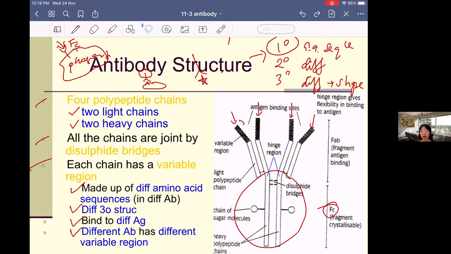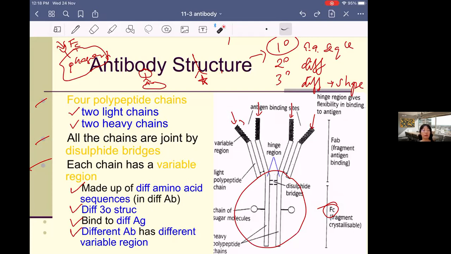Okay, so can you tell me, one antibody can bind to how many antigen? Look at this diagram and tell me. 2, yes, correct. Why 2? 1 here, 2 here. See, antigen binding sites, you got 2. So it's got 2 antigen binding sites, meaning one antibody can bind to 2 antigen.